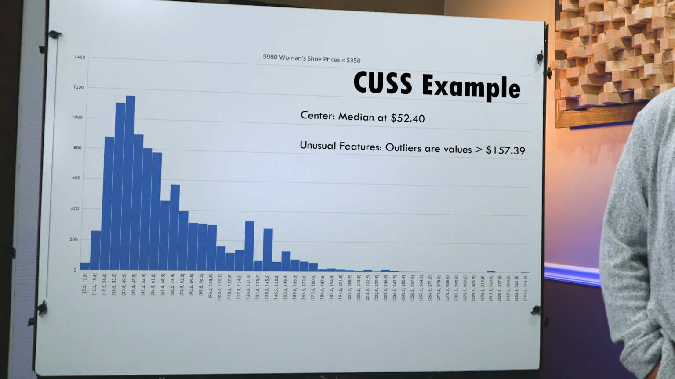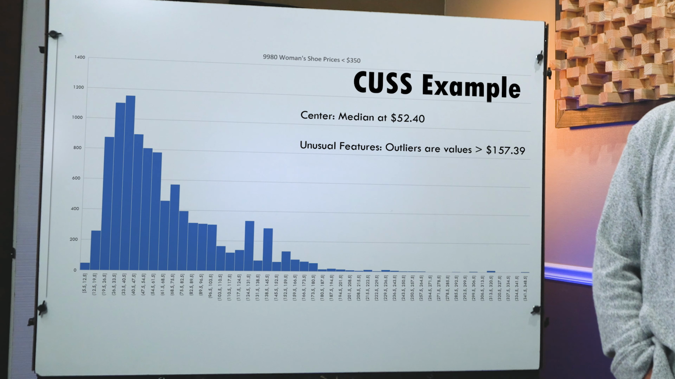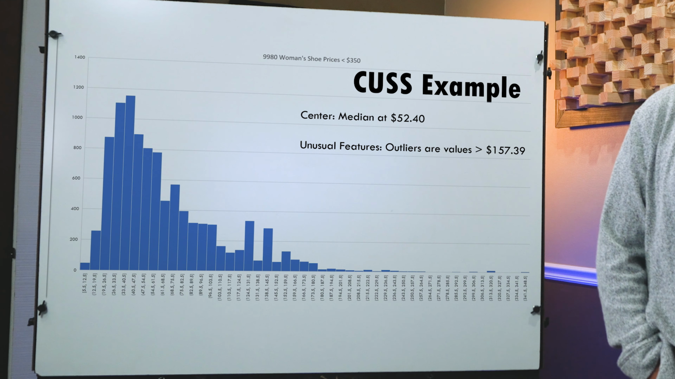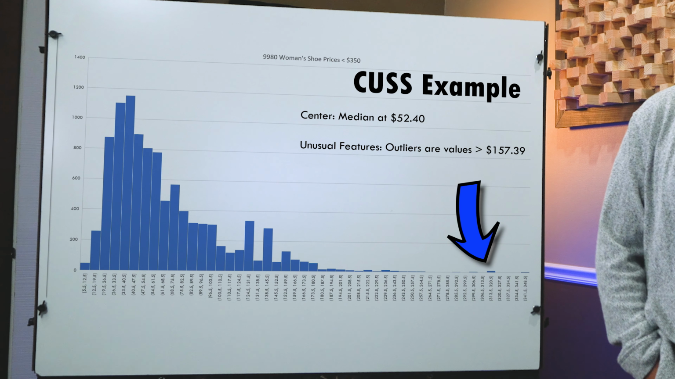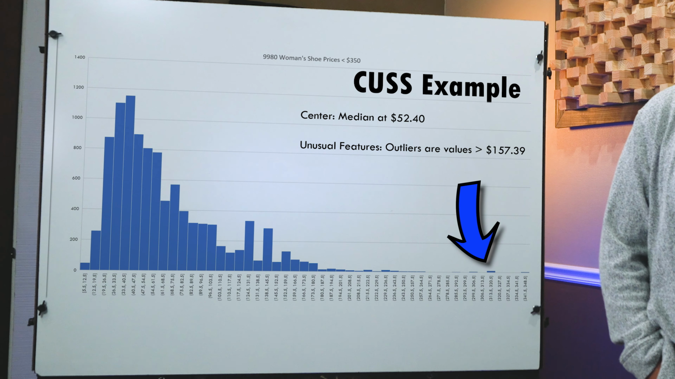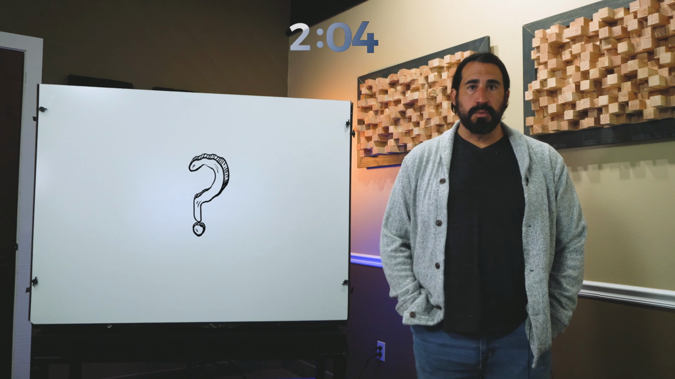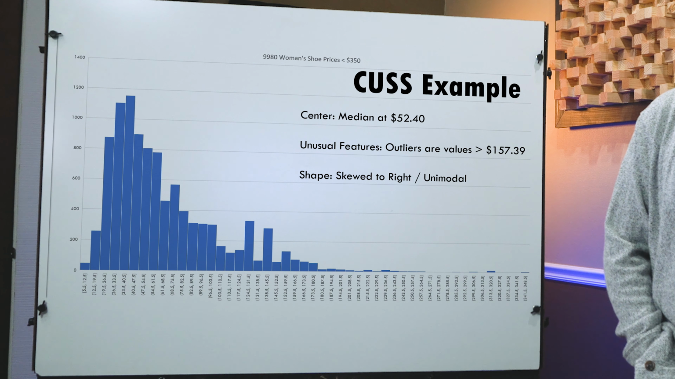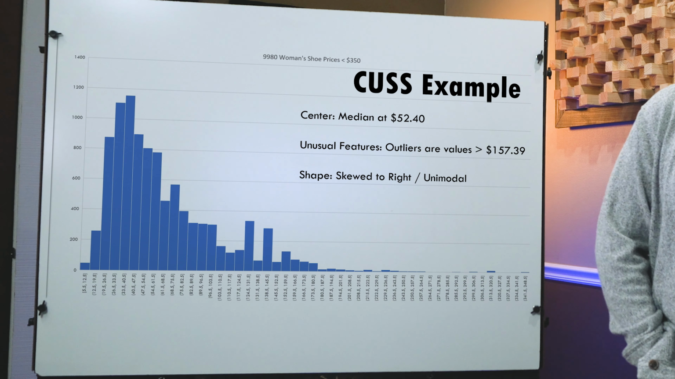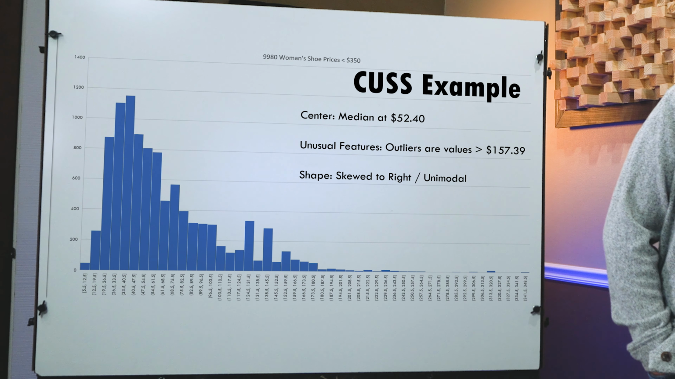157.39 that are outliers according to the IQR calculation we did in the box plot video. Most notably, however, in the histogram, there are clear outliers around $315. For shape, the data is clearly skewed to the right since the tail is to the right. A lot of people get that backwards.